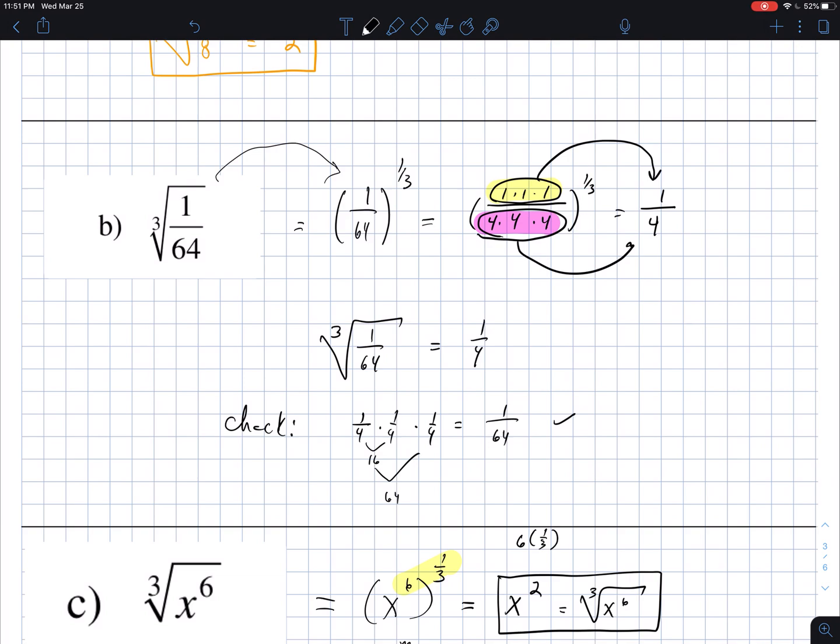And 64 factored out is 4 times 4 times 4, right? Because 16 times 4 is really 4 times 10, 40, and 4 times 6 is 24, so 40 and 24 is 64. So because I have 3 ones and because I have 3 fours, I can pull 1 out, and the answer is 1/4. And you can check it the way I did down here. All I did was multiply 1/4 three times together, and you get 1/64, which, remember what this is called? This is called the radicand.